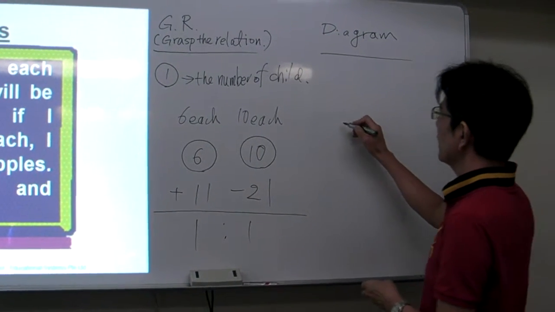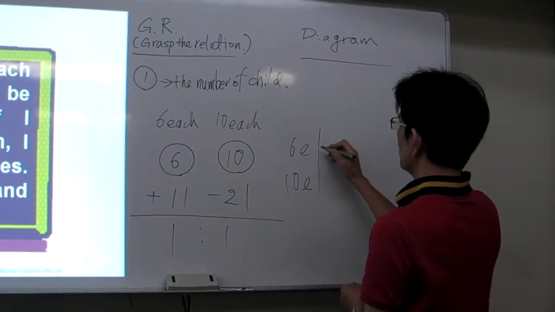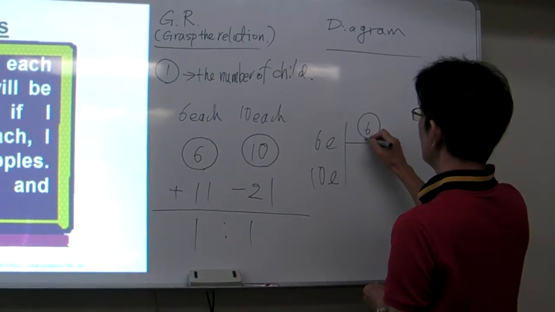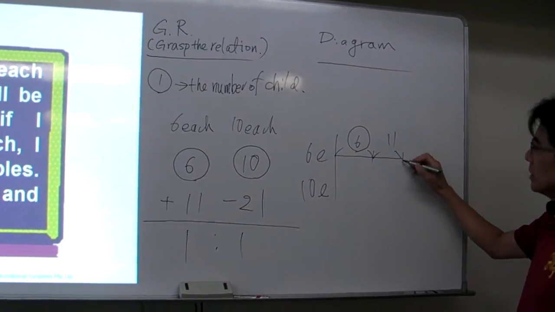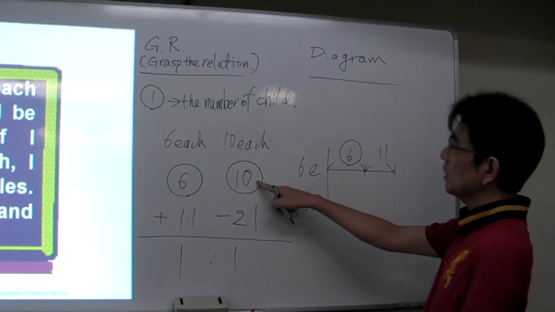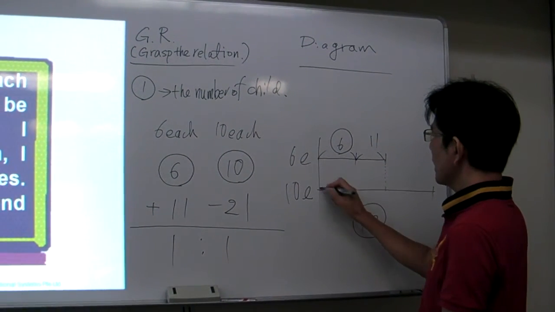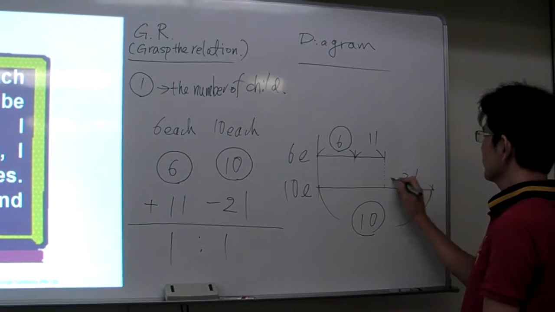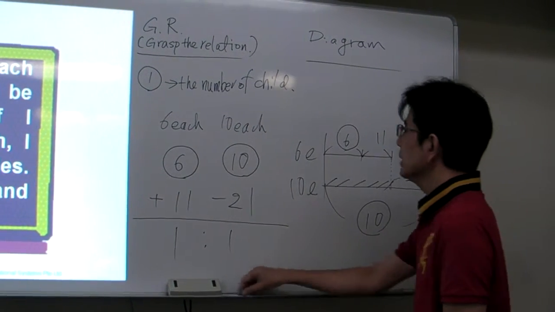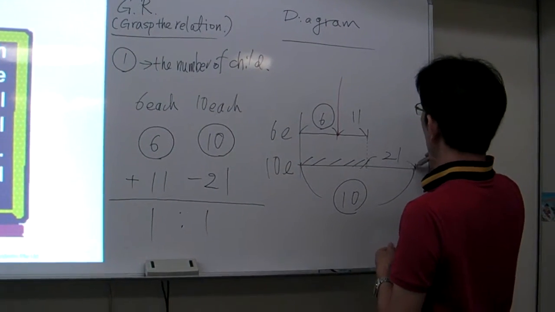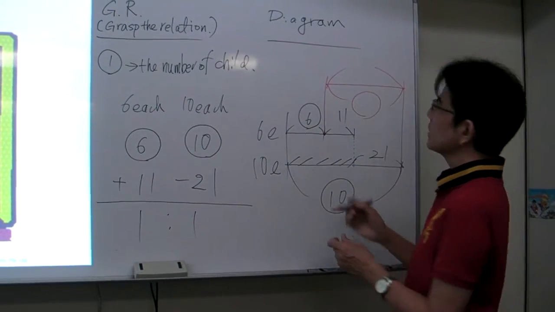Okay, the next stage, the diagram. 6 apples each and 10 apples each, just compare. 6 apples each means 6 circles plus 11 apples. This will be the total number of apples. This number must be equal to 10 circles but less 21 apples. So from 10 circles, let's take away 21 apples. This part equal 1:1 are the same, right? So let's check this part. From this point to this point, you can find clearly how many circles and how many apples are the same.